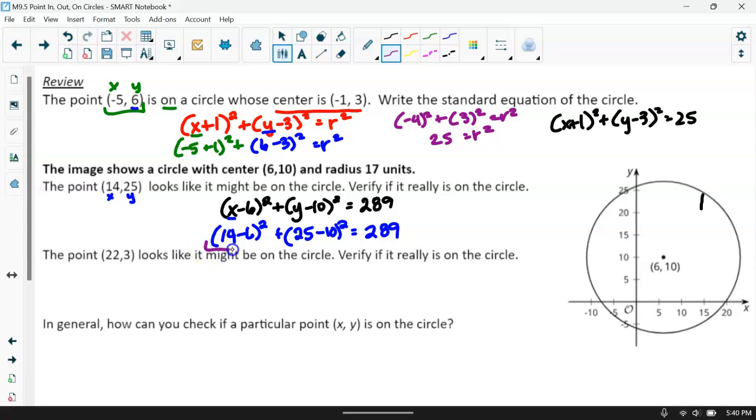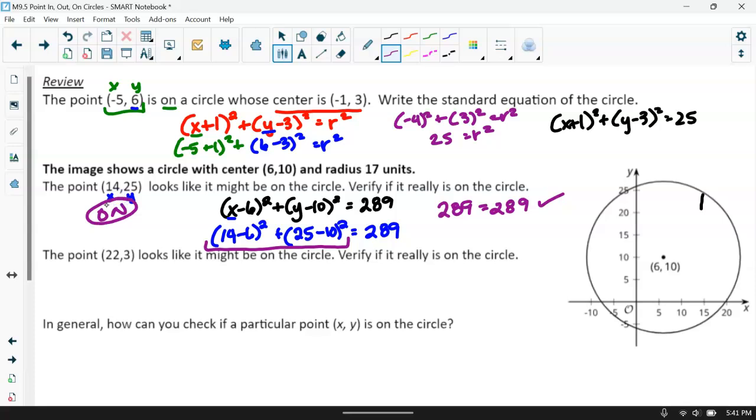So then we'll put this in our calculator. That's 8² + 15². Notice when you practice and put this in the calculator, you should get 289. And 289 is equal to itself. So that means that this point is on the circle.